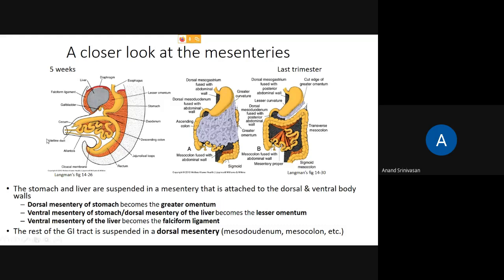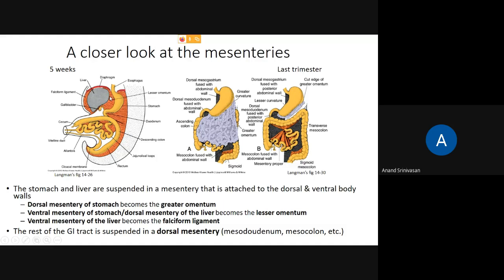Now we are going to take a closer look into the mesenteries. You can see the foregut, midgut, and the hindgut. Only the foregut has both the dorsal mesentery and a ventral mesentery, whereas the rest of the gut has only the dorsal mesentery. The ventral mesentery is present only in the foregut, that is, below the diaphragm.